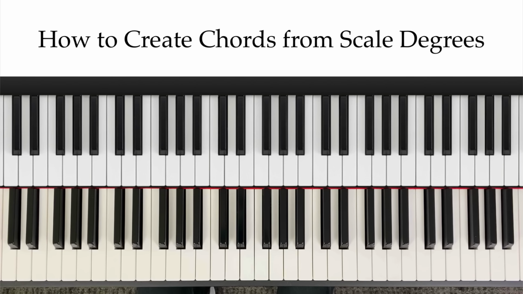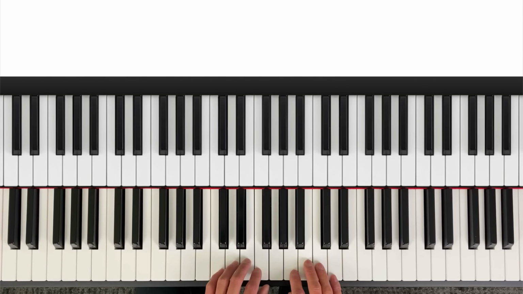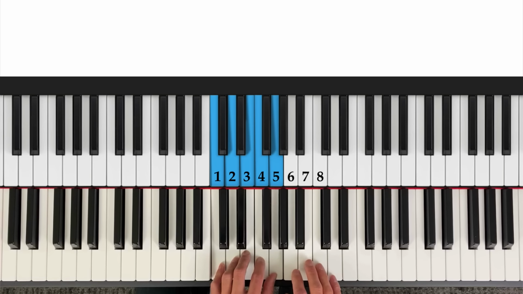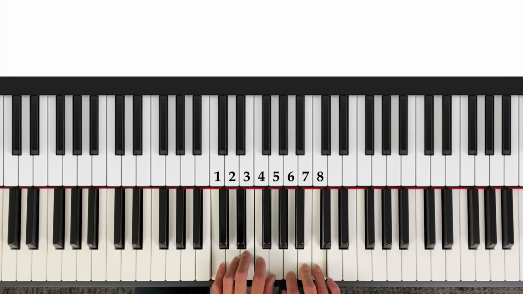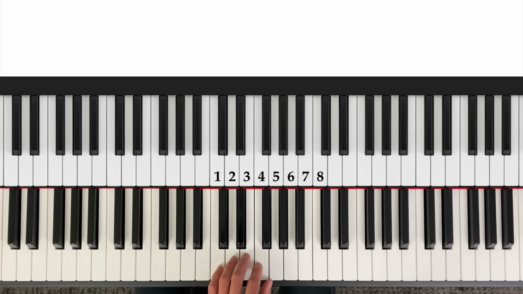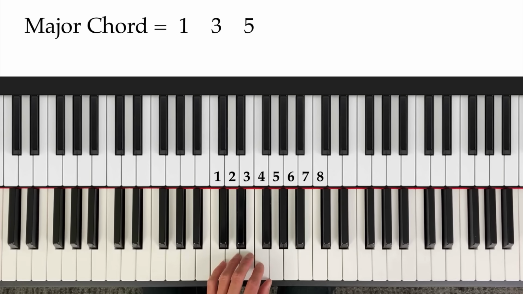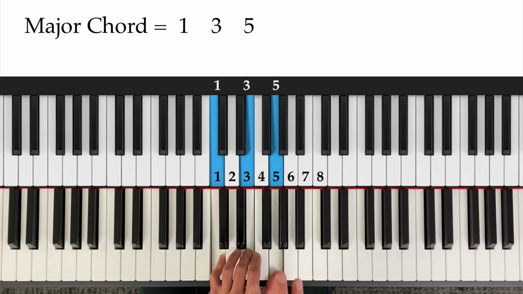Now here's how you create chords from scale degrees. So here's our C major scale again. 1, 2, 3, 4, 5, 6, 7, 8. Now when you play the first, third, and fifth scale degree of a major scale, you get a major chord. So our major chord is 1, 3, 5. If you play 1, 3, 5 of a C major scale, you get a C major chord. Same if you played 1, 3, 5 of an A major scale, you would get an A major chord.